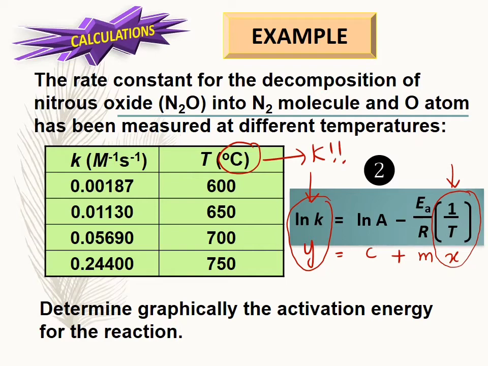Awak kena convert dulu dalam Kelvin. Kemudian baru tukar dalam 1 over T. So you need to construct a new table. Table yang ada kolom ln K dan juga 1 over T. Nampak? Baru awak boleh plot graph. Okay, and then baru boleh cari activation energy.